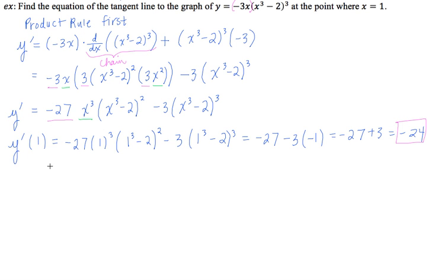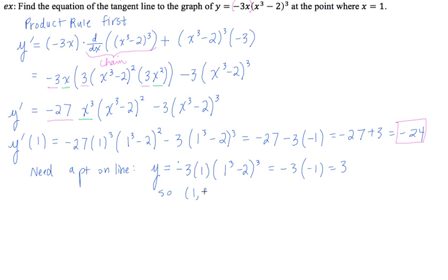Okay, then we also need a point on the line. The only point that we know of on the line is when x is 1, but we don't have the y. We're not given the y. So we need to also find the y value when x is 1. So I'm going to find y of 1 and plug in 1 for x up here to get negative 3 times 1 times (1 cubed minus 2) all cubed. So it comes to negative 3 times 1 cubed is 1, minus 2 is negative 1. Negative 1 cubed is negative 1, so 3. So that means the point (1, 3) is my point on the line.